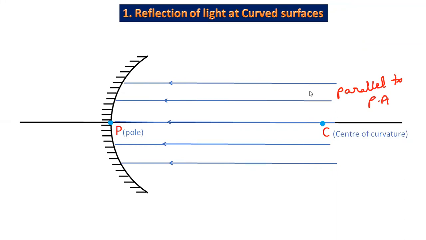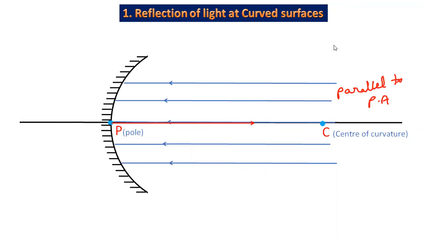All the light rays which are incident on the surface are parallel, and they are also parallel to the principal axis, right? If there is any confusion, raise your hand. Then I am showing you the reflected light rays. Here I have shown only one ray. Why, without measuring the angle of incidence and angle of reflection?